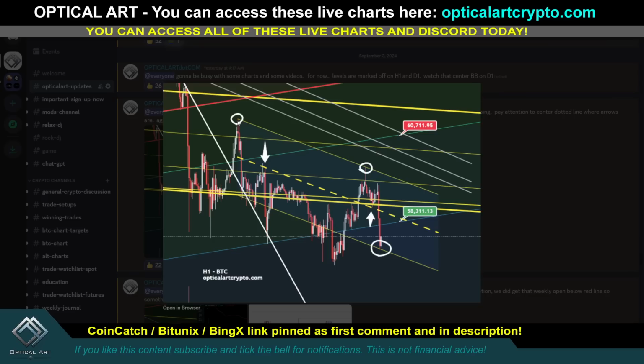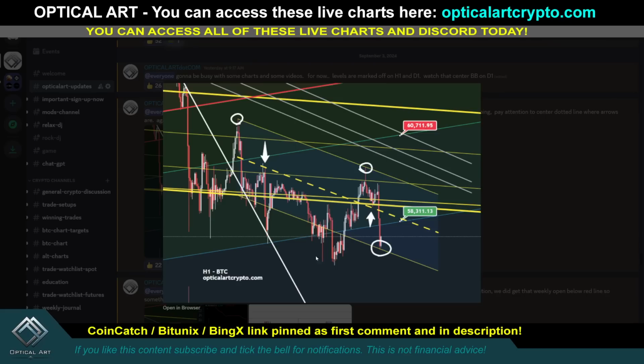So basically what I did was, you got a wick here, you got a wick here. I just created a parallel channel. Once I had the parallel channel matching these wicks, I pulled it down. Notice the dotted line, I had this white arrow pointing down, white arrow pointing up. This was resistance, this was support. This gave us this line right here.